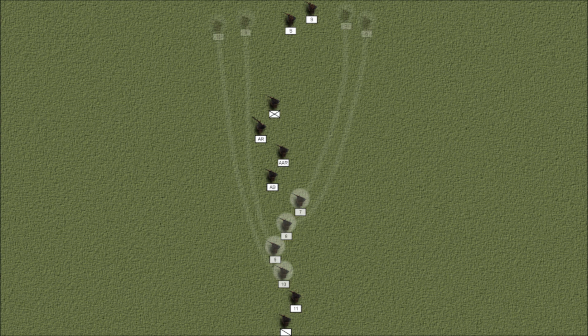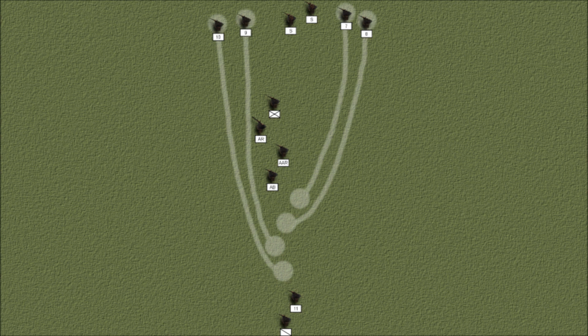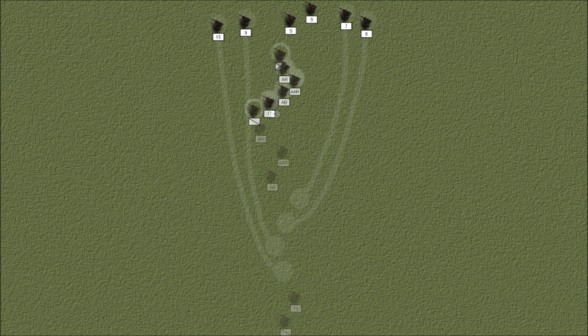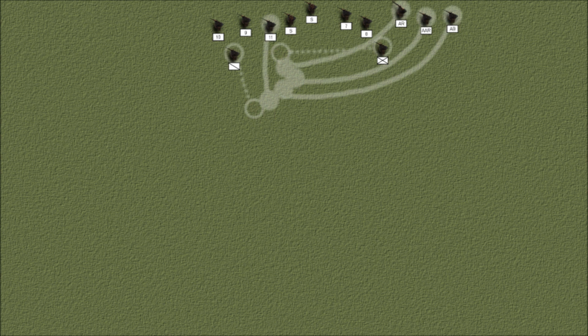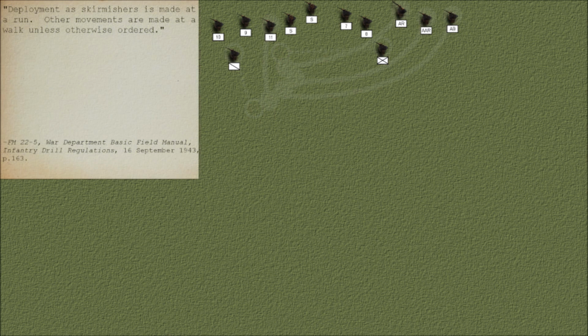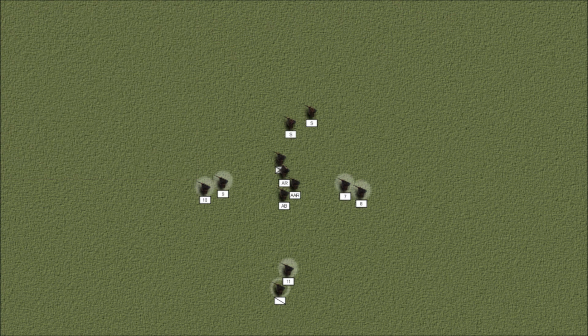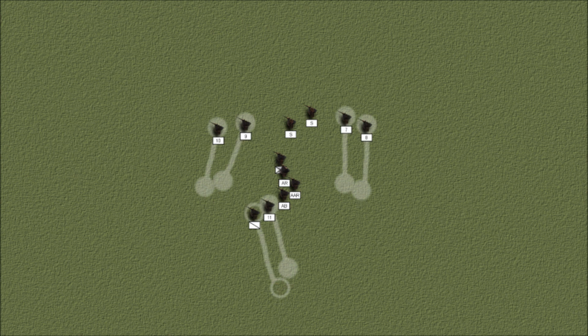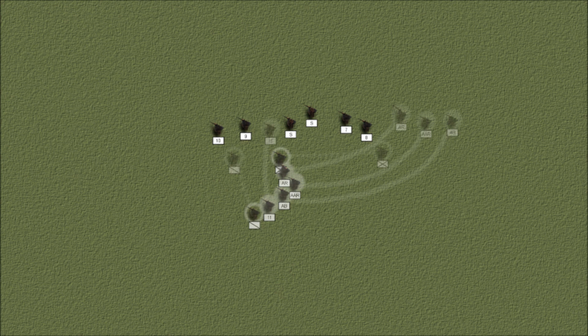The flanking pairs rushed forward to take positions on both the left and right of the scouts, while the BAR team and trailing pair closed with the squad leader and deployed either left or right at his discretion. Deployment as skirmishers is made at a run. Other movements are made at a walk unless otherwise ordered. The same procedure was used when transitioning from diamond formation to as skirmishers.